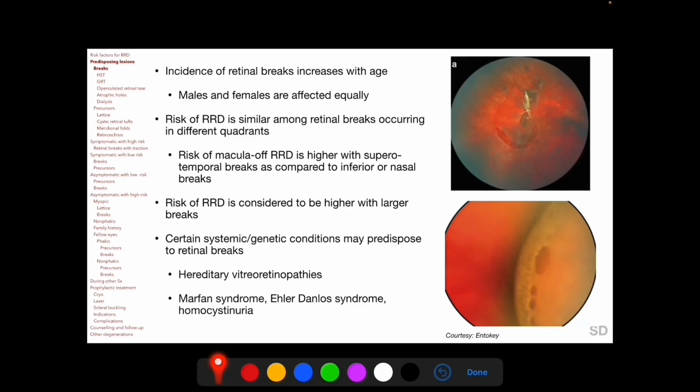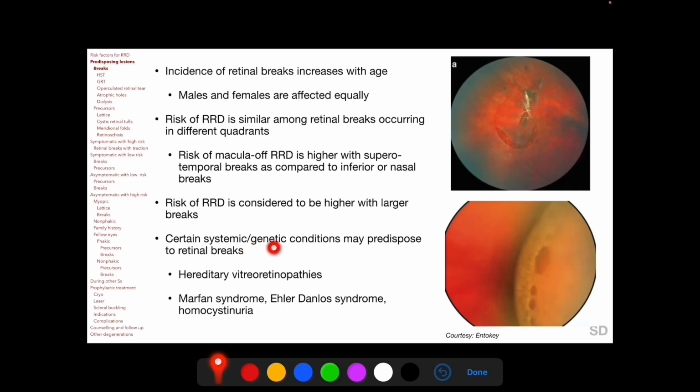Although the risk of RRD is similar among retinal breaks occurring in different quadrants, risk of macula-off RRD, in which the macular retina is detached, is higher with superotemporal retinal breaks as compared to inferior or nasal retinal breaks, and risk of RRD is considered to be higher with larger retinal breaks.